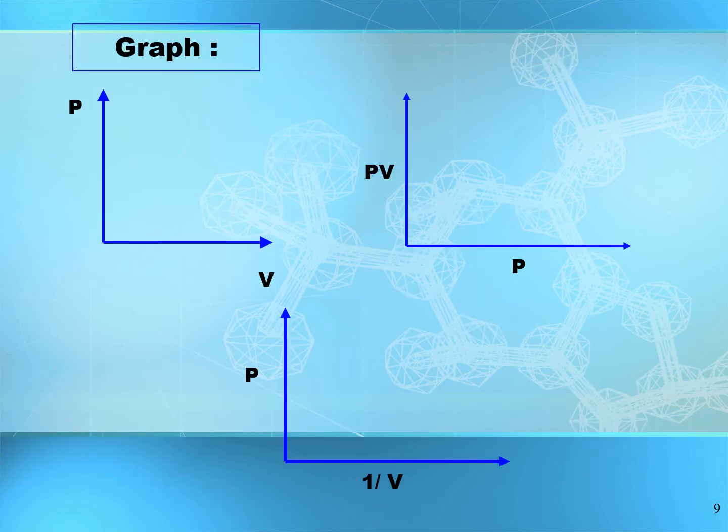These are the graphs which involve pressure and volume. The first graph, pressure versus volume, you will get an inversely proportional curve. And then pressure times volume versus pressure, the graph will be a horizontal straight line. And pressure versus 1 over volume, the graph will be a positive slope straight line.